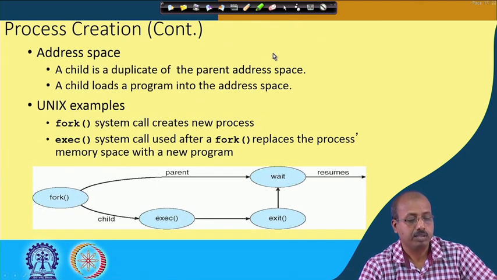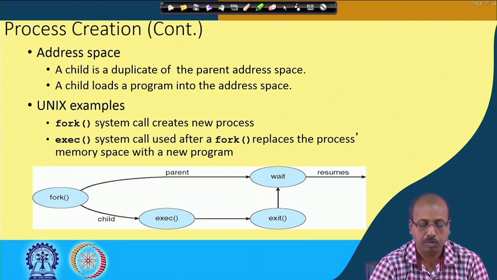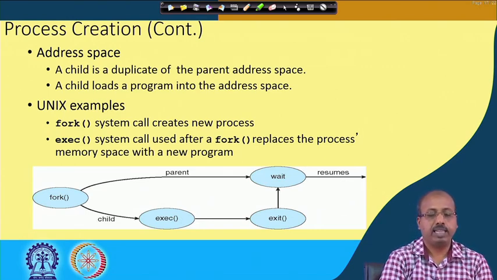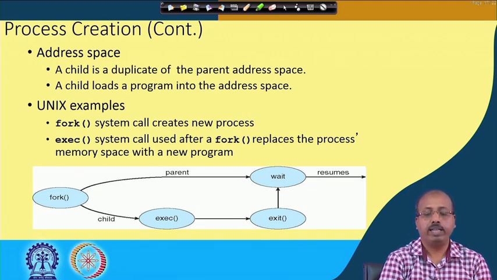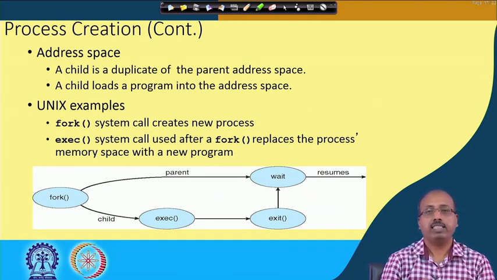Now, regarding the address space, one option is that the child is a duplicate of the parent address space. The other option is that the child loads a program into the address space. Like the parent process, which had its code, data and stack segments, it may so happen that the child process also uses the same code, data and stack segments of the parent process.